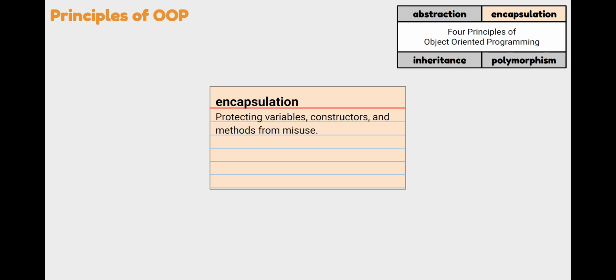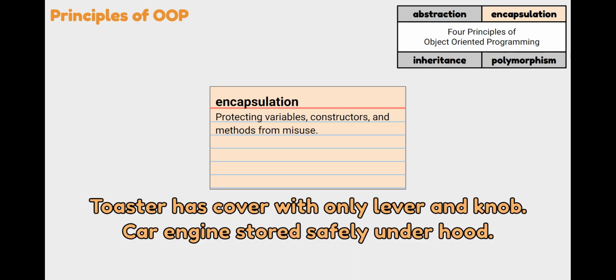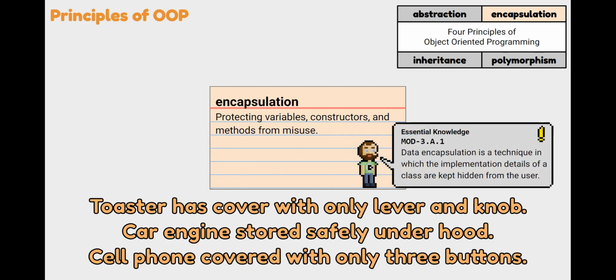We see encapsulation in the real world, like we said, the toaster has a cover with only a lever and knobs. A car engine is stored safely under the hood, and a cell phone is covered with only 3 buttons. This aligns with our essential knowledge. Data encapsulation is a technique in which the implementation details of a class are kept hidden from the user.